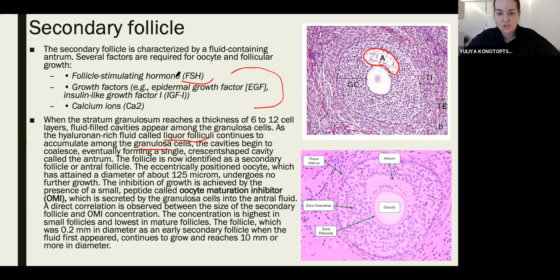As you can see, FSH is still there, so it still plays a very important role, but also calcium, and also, for you, insulin-like growth factor. That's the one they asked about, for example, last year. Insulin-like growth factor actively participates in the growth of the secondary follicle. Oocyte maturation inhibitor factor. Who remembers this?